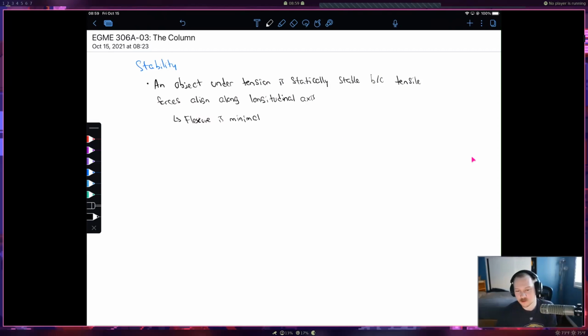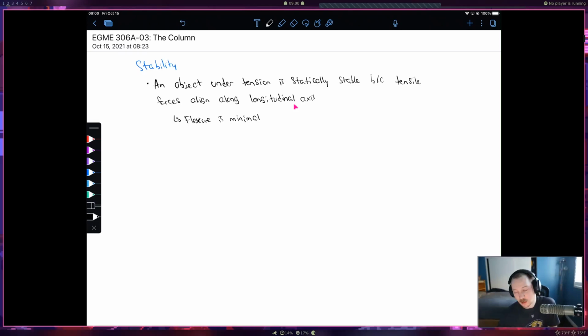Alright, so again, the flexure is minimal. What I mean by that is we don't have any kind of horizontal deflection occurring. Of course, we have vertical deformation, because in the first two labs we are stretching the material. But the horizontal deflection was very, very minimal because those tensile loads were aligned along that longitudinal axis.